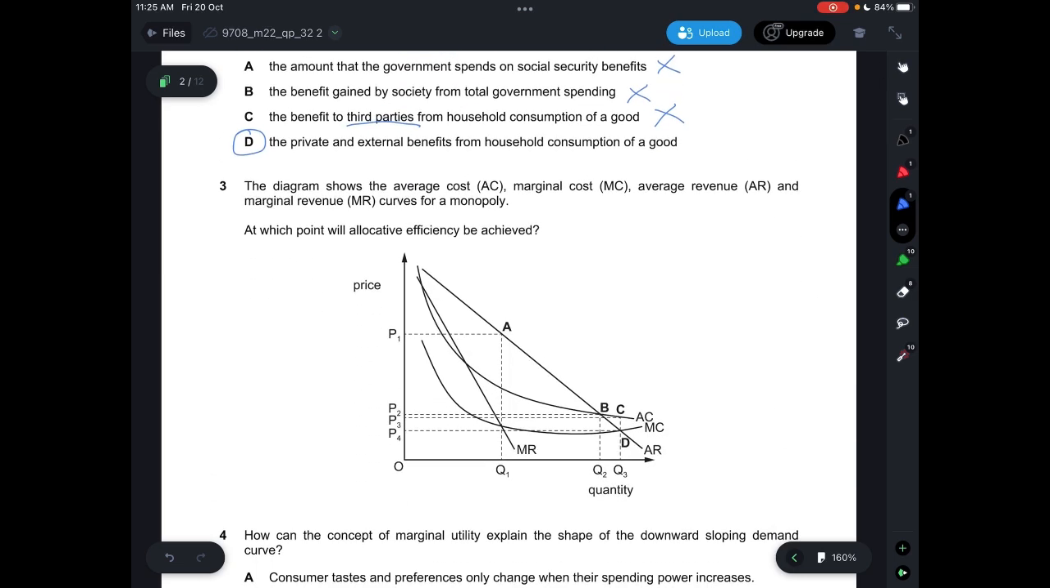Question 3, the diagram shows the average cost, marginal cost, average revenue, and marginal revenue curves for a monopoly. At which point will allocative efficiency be achieved? Okay, in order for allocative efficiency to be achieved, remember, price must be equal to marginal cost. So let's look at the point where the price equals marginal cost. If you look at the diagram here, the MC curve must touch the AR curve. The point where the MC curve touches the AR curve, which is also the demand curve, by the way, will be at point P4, Q3, and also it will be at D. So answer is D.